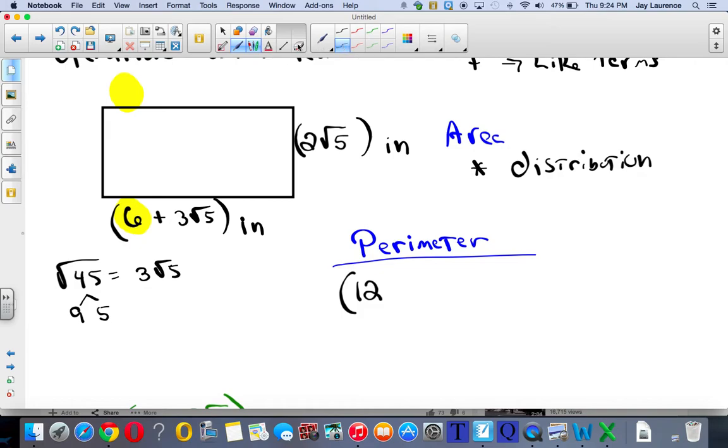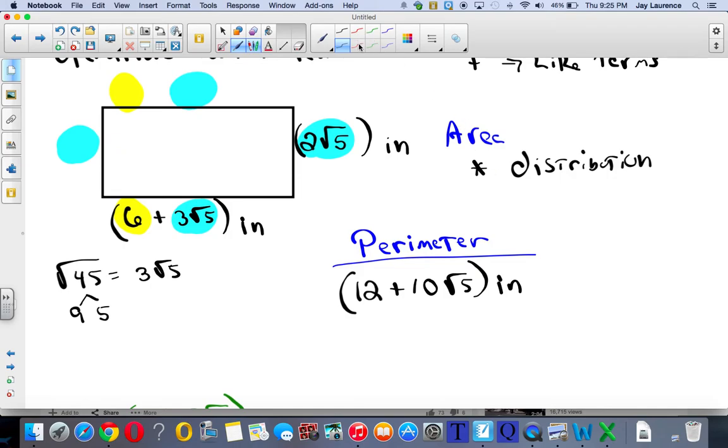Now I'm going to do my irrational numbers. I've got 3 rad 5 right here, but over here I have 2 rad 5. So what do I have if I put them together? I've got 5 rad 5s, don't I? But there's another 3 rad 5 over here and another 2 rad 5 over here. So now I have 10 rad 5s. So that's 10 rad 5 total. So I'm going to have 12 plus 10 rad 5 in its perimeter, in inches.